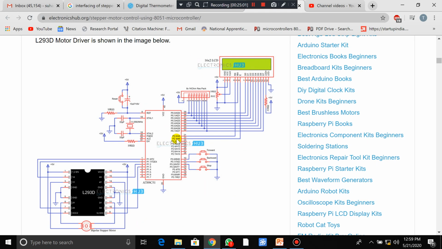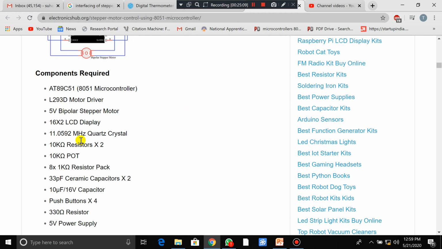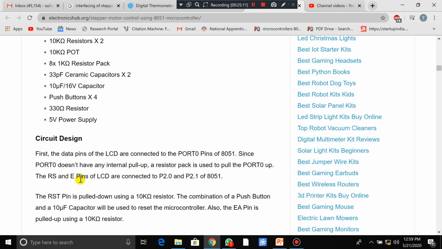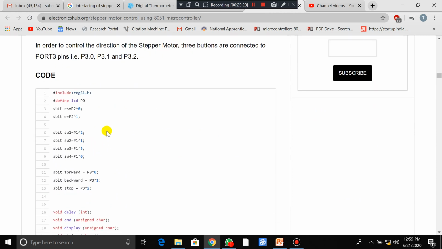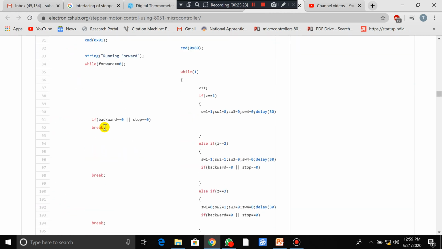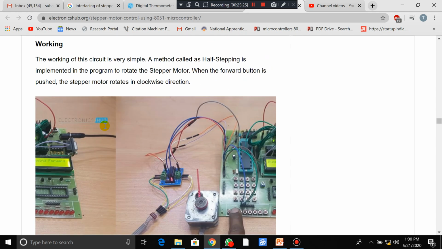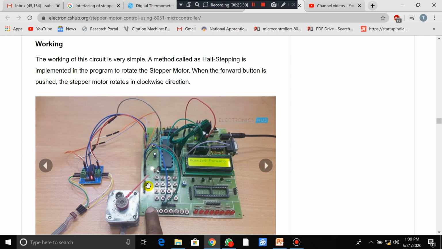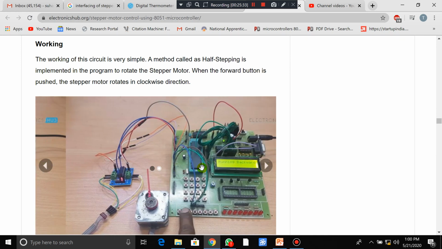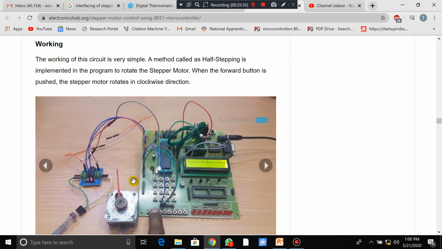This is an LCD display, the microcontroller, this is a stepper motor, and this is a motor driver. These are the components which we require. You can refer to the same code we are using for the lab. This is C code, though in lab you have done it in assembly language. You can see the working, how it is going to rotate. See, it is rotating clockwise when running forward, and running backward means anti-clockwise.